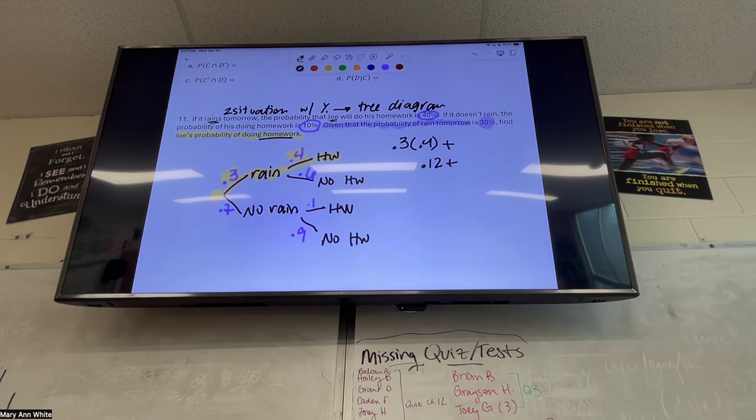Another situation that I'm also okay with, as his math teacher, is if it doesn't rain and he still does his homework. So we hit 0.7 and 0.1. So we're going to multiply those two together. 0.7 times 0.1 is going to be 0.07. We're going to add those two probabilities together to get 0.19 or 19% chance, 19% probability that Joe will get his homework done.